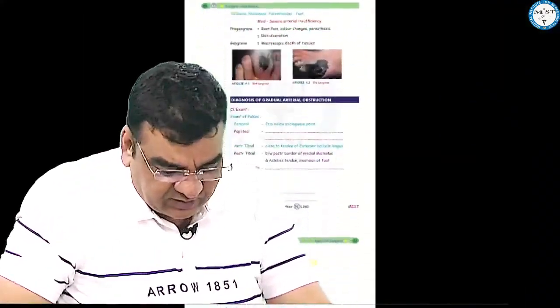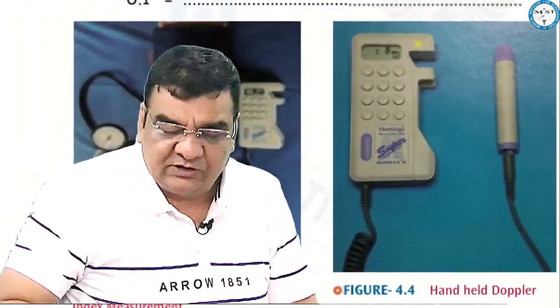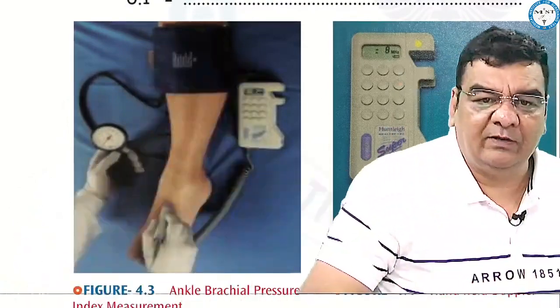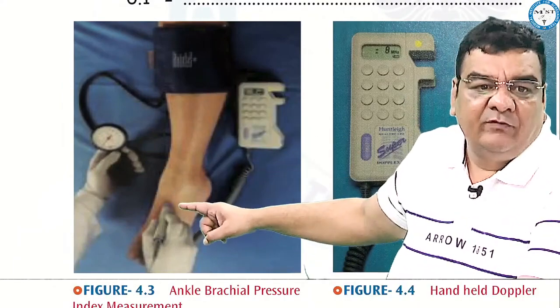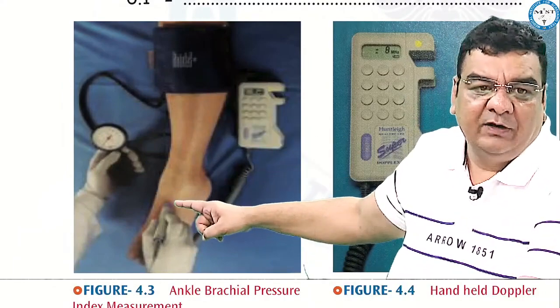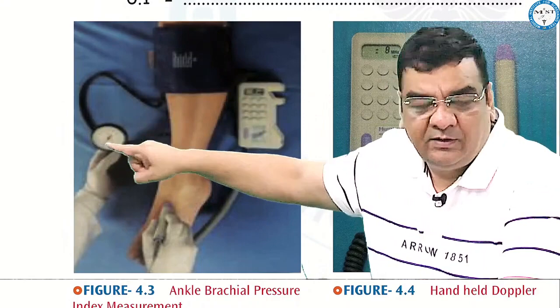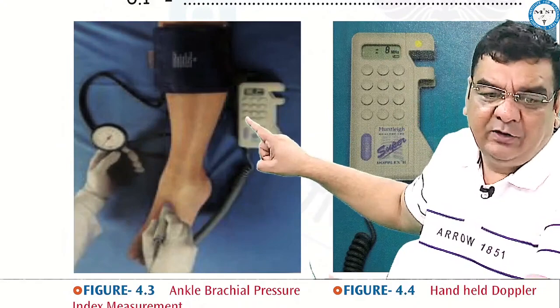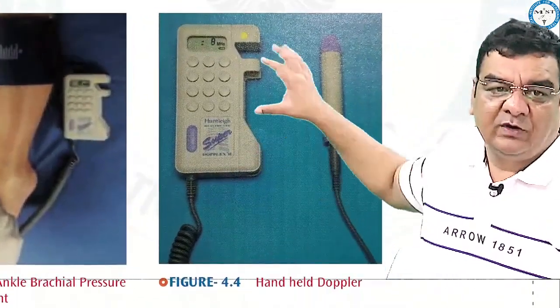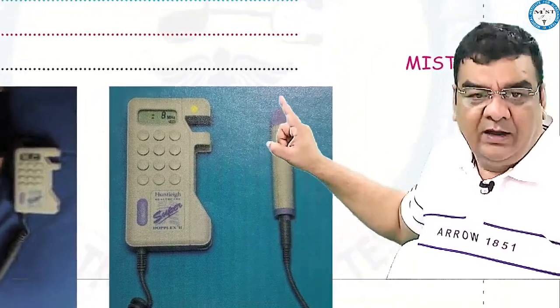How do we measure this pressure, beta? If you just take a look at this, I'll take myself on this side. What we are doing is, we are trying to measure the pressure at the ankle level. This what you're seeing is the sphygmomanometer cuff. This is the manometer. This instrument is a handheld Doppler. This is the pencil of the handheld Doppler, and this is the tip of the pencil.